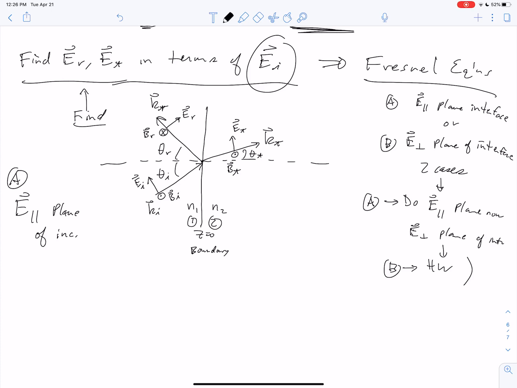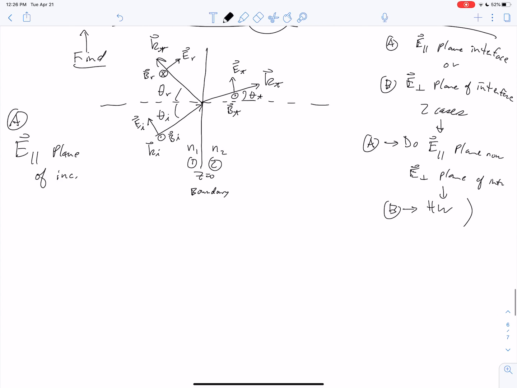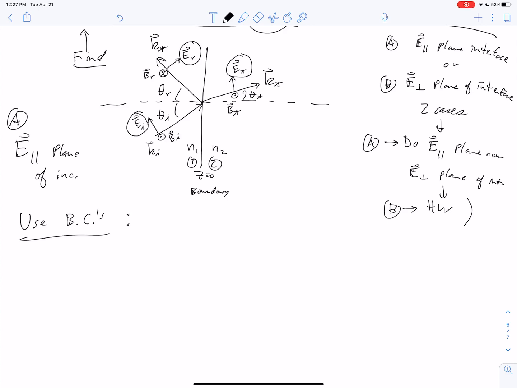Okay, so now what we have to do is find the relationships between these three things, basically. We want to figure out what is ER, what is ET in terms of EI for this diagram. And so we're going to use the boundary conditions that came from Maxwell's equations. We're going to use the two boundary conditions, equation 1 and equation 2.